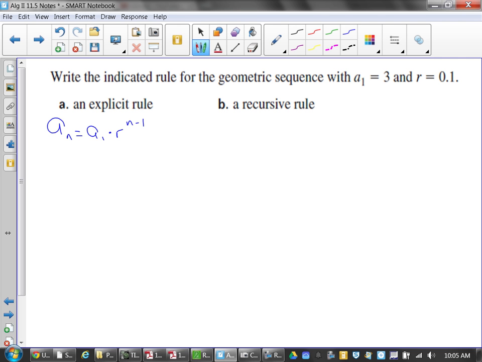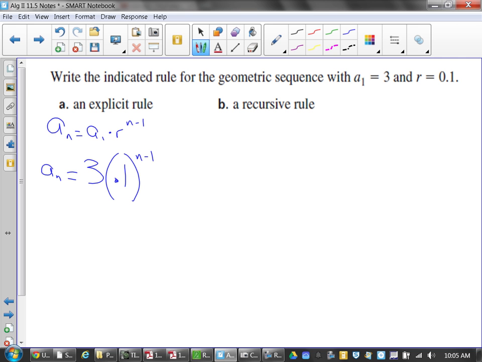So when I start with this one, I just have to fill in the blanks. First term is 3. My rate is 0.1 to the n minus 1. And there's my generic rule. Okay? Now, that's the explicit.